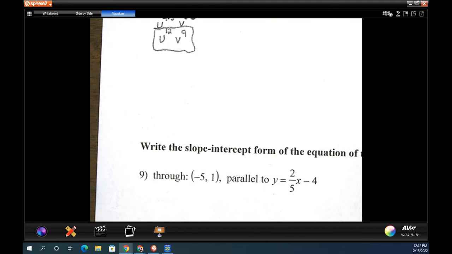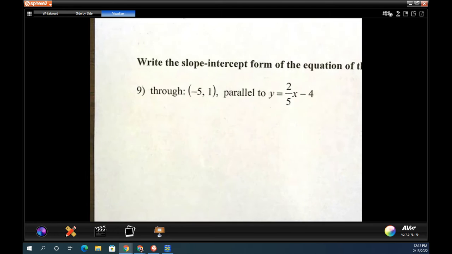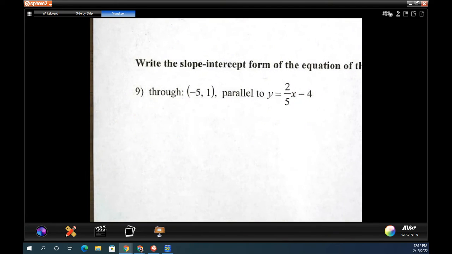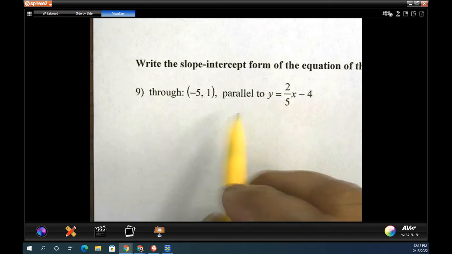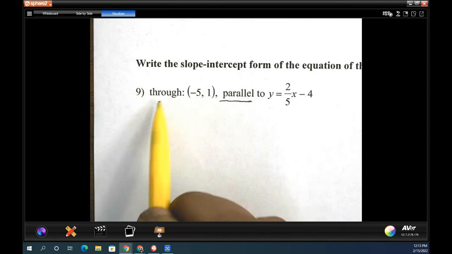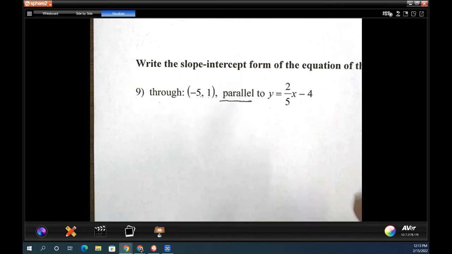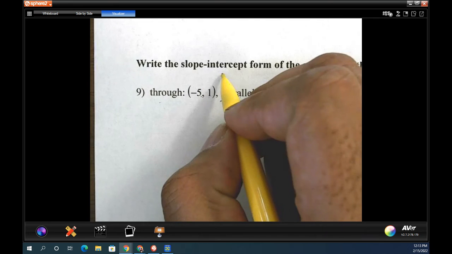Okay, let's look at this. Write the slope-intercept form of each equation of the line described. Here's the deal. We did this all last week. This is why I stressed that. We did point slope formula. Now here's the deal. Parallel lines, it goes through negative 5, 1. It's parallel to this equation. Parallel lines have the same slope.